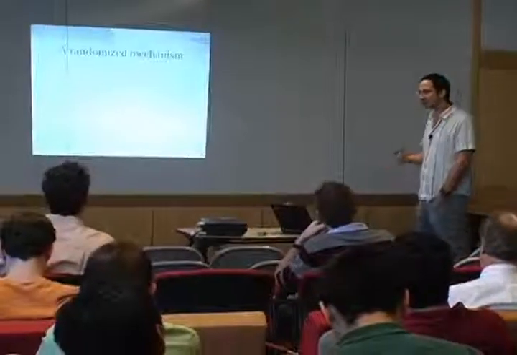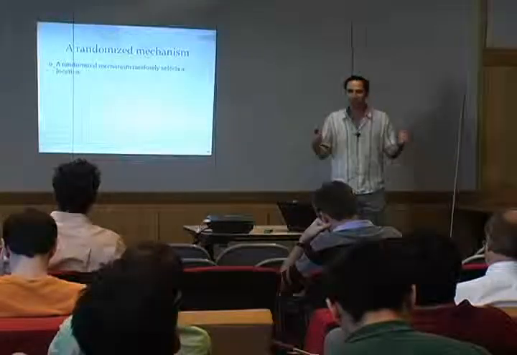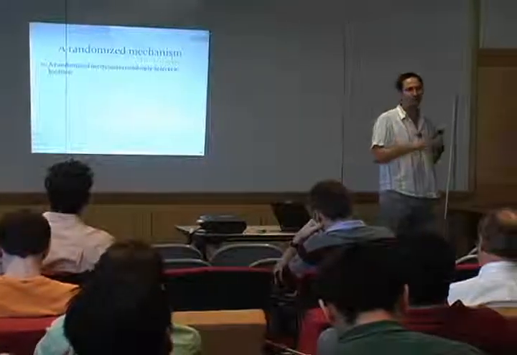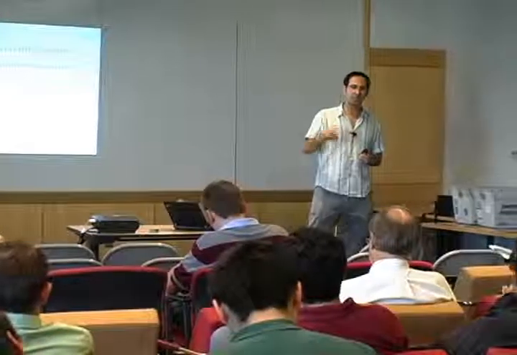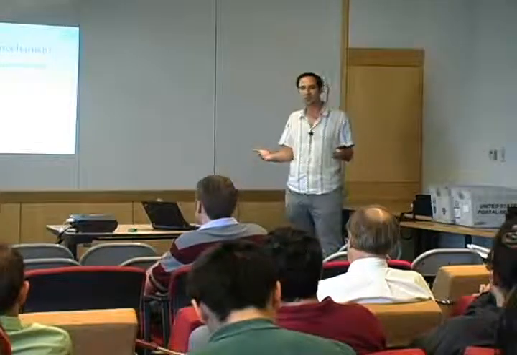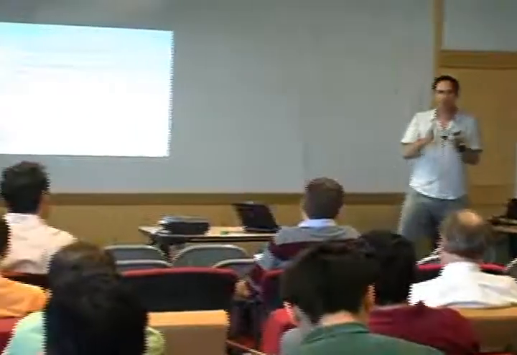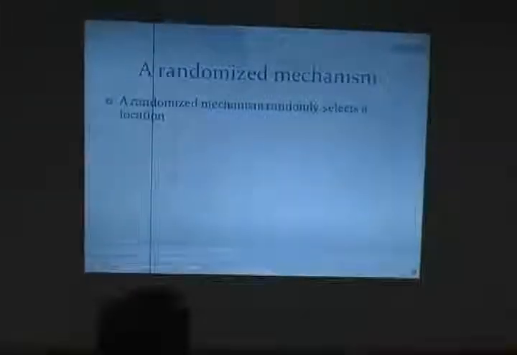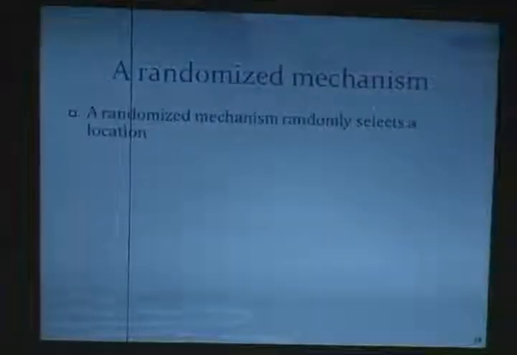So what do I mean by randomization? A randomized mechanism is similar to what we talked about so far. It receives as input the reported locations of the agents, but now it can output a distribution over locations. So instead of saying I'm choosing this place as the facility location, I can say I choose this place with probability 1/3 and this place with probability 2/3. Okay, so I can randomize over the locations of the facility.